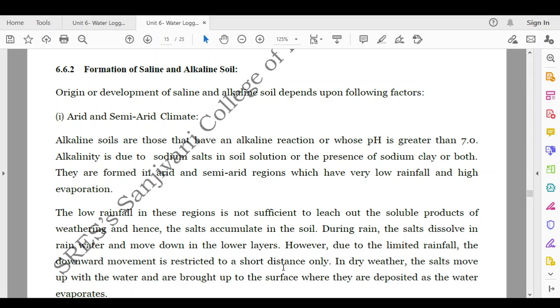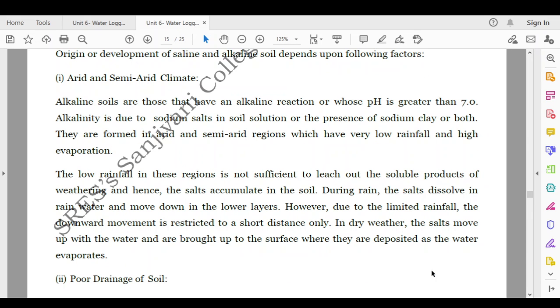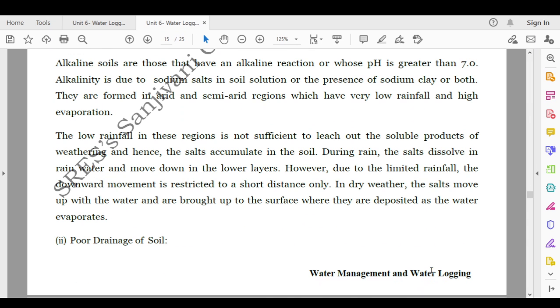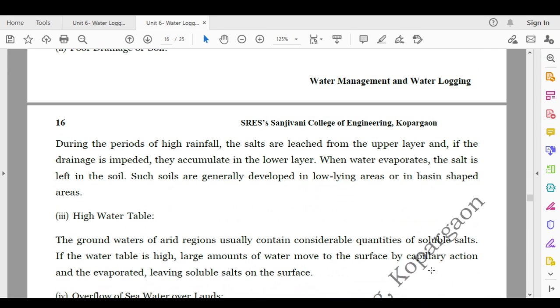During rain, the salts dissolve in the rainwater and move down into the lower layers. However, due to the limited rainfall, the downward movement is restricted to a short distance only. In dry weather, the salts move up with the water and are brought up to the surface, where they are deposited as water evaporates. So ultimately, the soil surface will be covered by salts after their deposition. Then the second cause is what? Poor drainage of the soil.